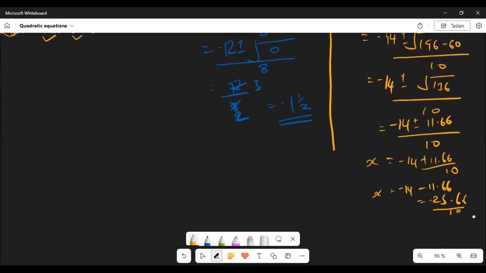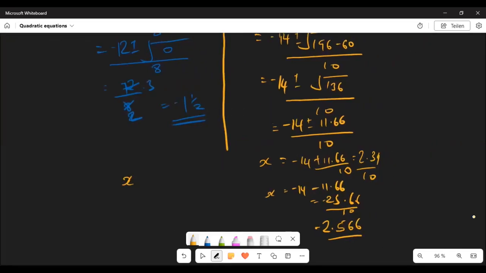So that we know, minus 14 plus 11.66 will give us minus 2.34 over 10, which gives us minus 0.234. And the other one, minus 25.66 over 10, gives us minus 2.566. So the two values of x are minus 0.234 and minus 2.566. And then you get the value for x.